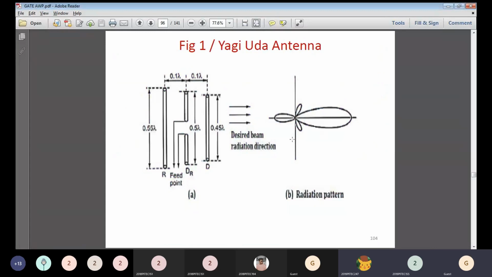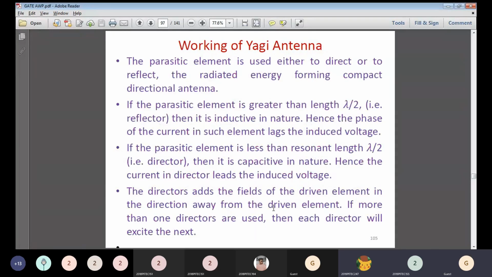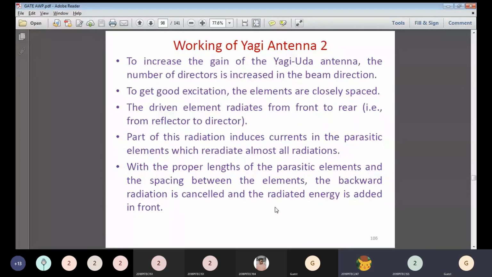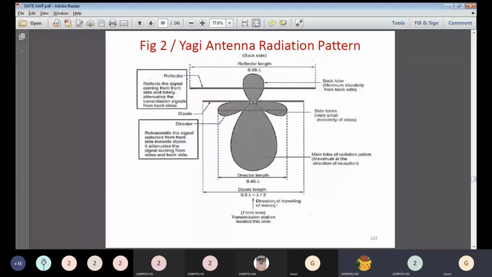So what about Yagi antenna? Here you can see, the feed only we are going to give for the driven element, not to the reflector, not to the director. R is the reflector, D is the driven element, and the other D is the director. This was the field pattern produced by our Yagi antenna. Working principle no need, just to go through once. This is how we get the field pattern of our Yagi antenna.